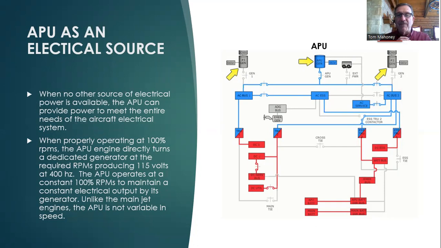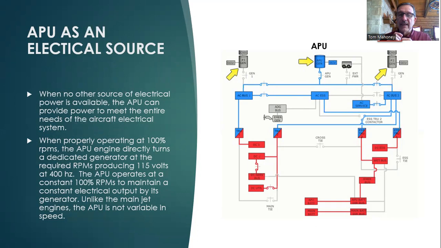So let's talk about that for a second. The APU runs at constant RPMs. Once it starts, it spools up to 100% of its rated RPMs. I don't really care what the actual RPMs are as long as it's running at 100% of the rated RPMs.